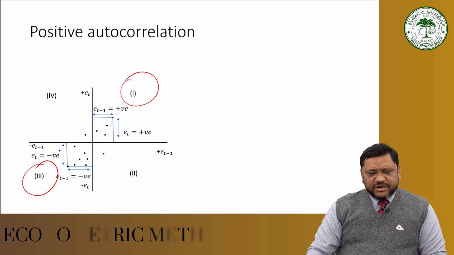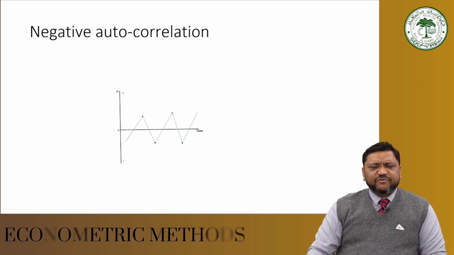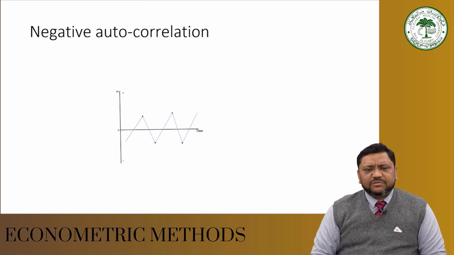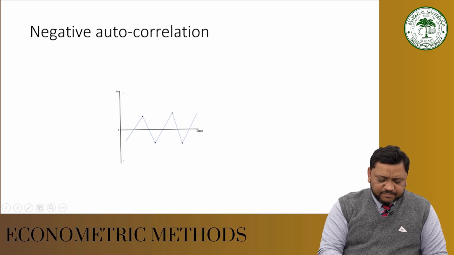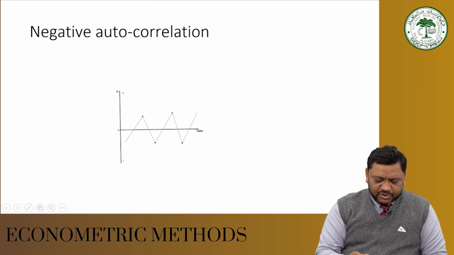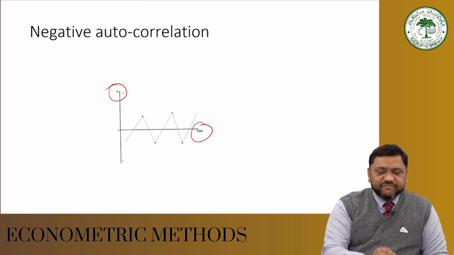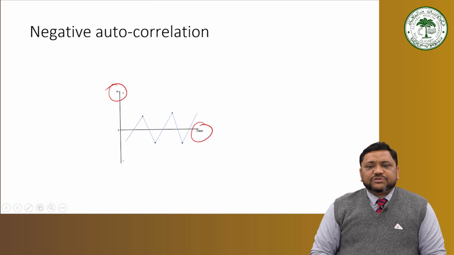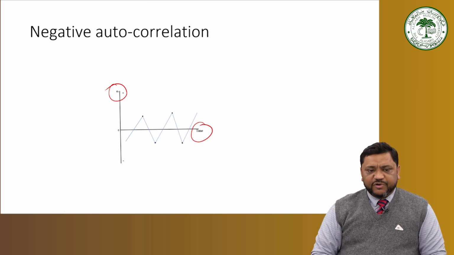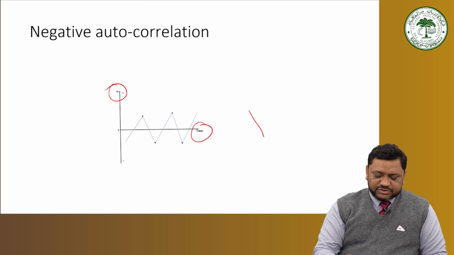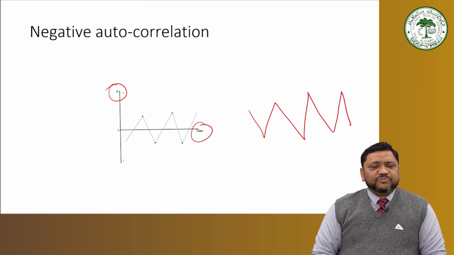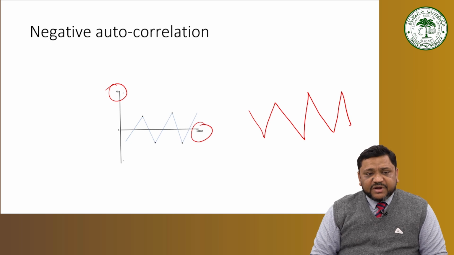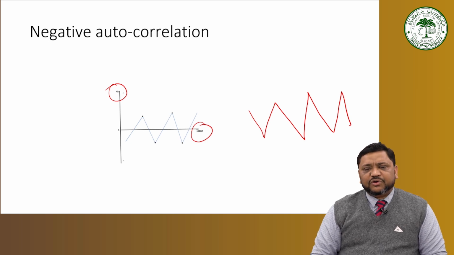Another way to find out whether this is positive or negative is simply by plotting e(t) against time. Here we have time, and here we have e(t). If the error terms in successive periods change frequently, positive, negative, like this, we can interpret this as a case of negative autocorrelation.